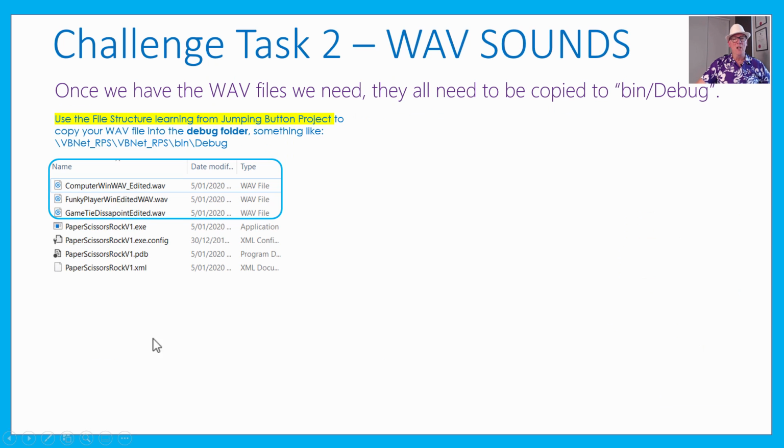Now, once you've got your WAV files, you do have to copy them into the bin debug folder. Now, if you're going, oh, bin debug folder, what's that? That's because you've totally forgotten everything we did in the jumping button project, or you haven't done it. So you need to go back to the jumping button project, just look in the video timeline index, find where we're talking about the debug folder. This is something of what it would look like. You have to burrow into your program through the folders, and that will be where your exe file is, and that's where you need to copy the WAV files as well, so that VBNet can find them.